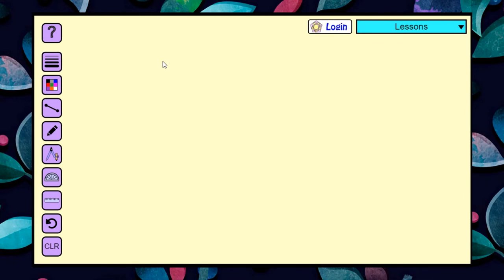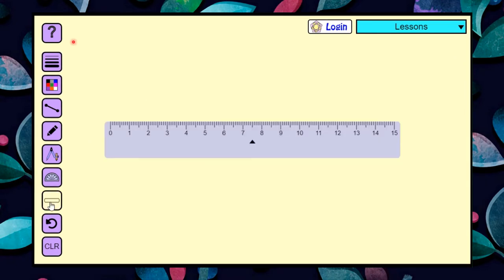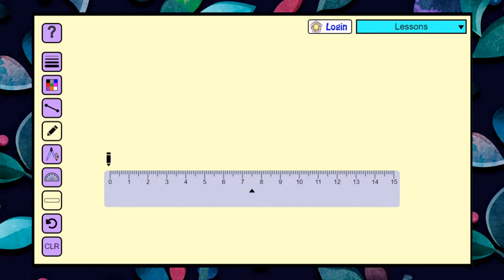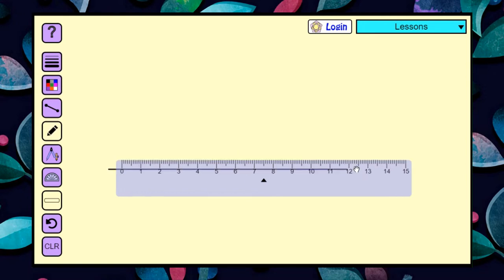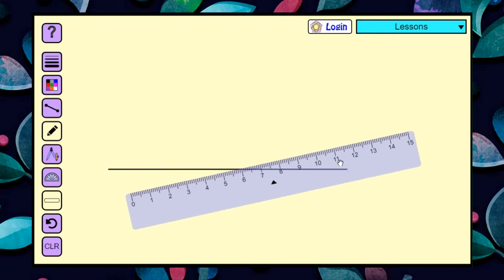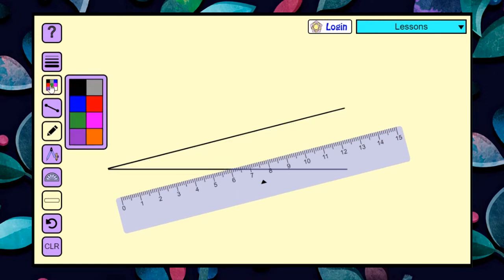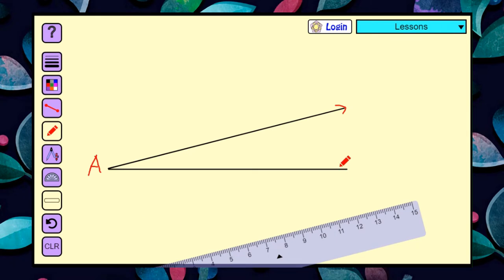Okay, so gagamit tayo ng construction tool na kung saan sa ating kaliwa meron tayong iba't ibang mga measuring tools. So yan, gagamit tayo ng ruler para gumuhit ng isang angle. So, after we draw an angle, we will be labeling it as angle A. We can use different colors of the pen. So, yung vertex natin will be named as A. So, meron na tayong angle A.